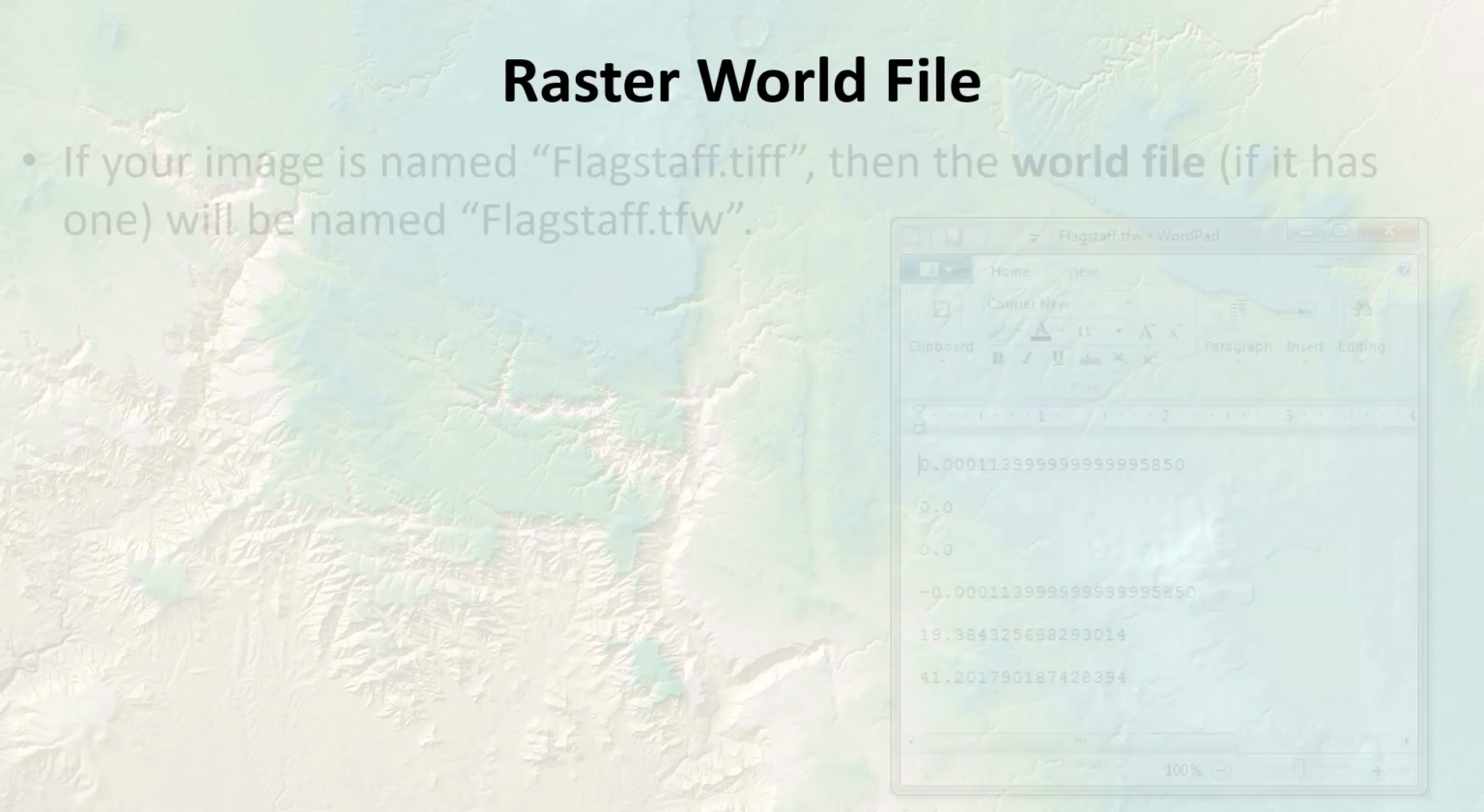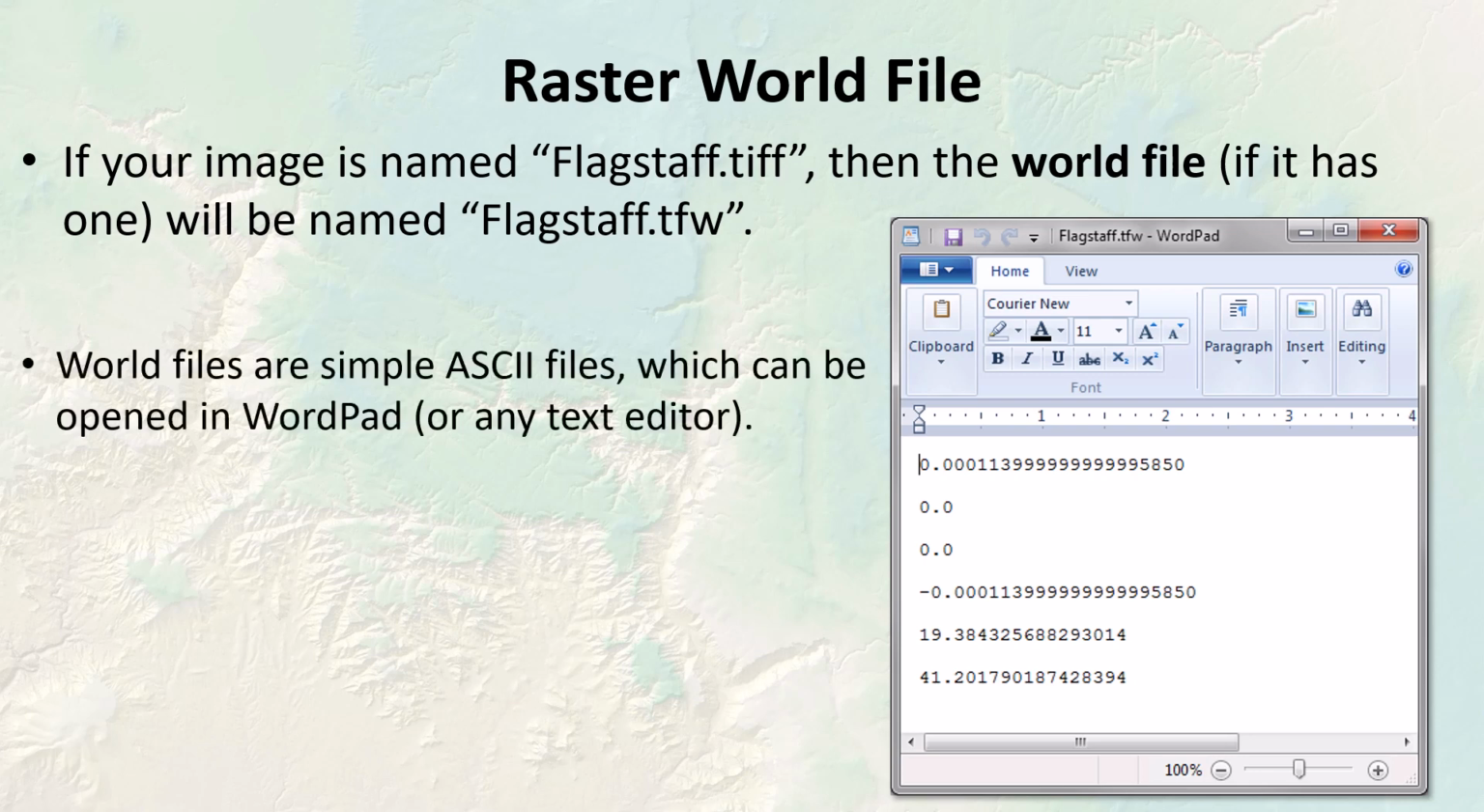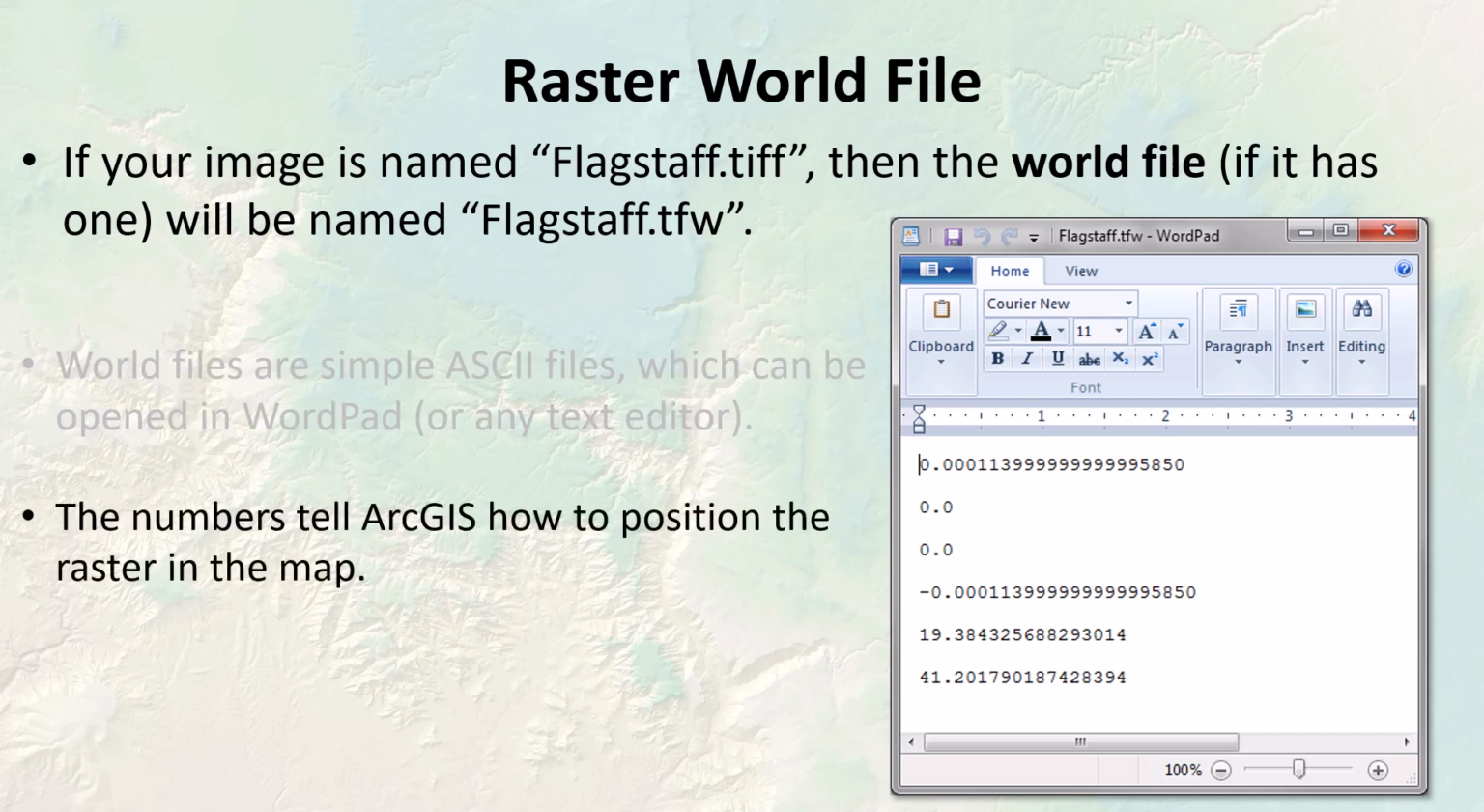So what is a world file? It's just a separate file with the same name, but usually has a W appended to the end of it. So if your image is flagstaff.tiff, then the world file is going to be named flagstaff.tfw. And so this is what the world file would look like. They're standard, very basic text files. You can open them in any text editor. And the numbers in the file just tell you how to position the image on the landscape. So what do these numbers mean?